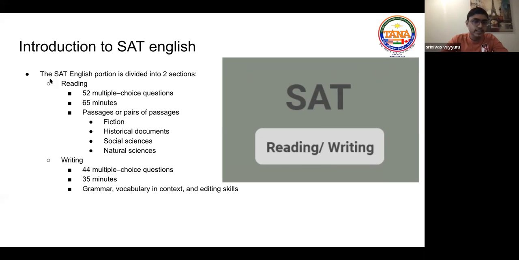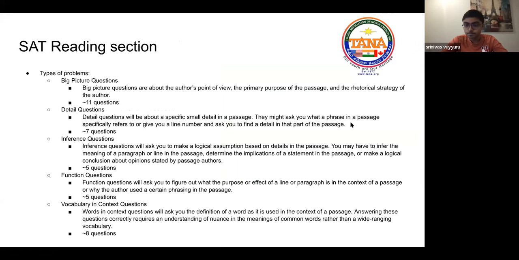All right. So the SAT English portion is divided into 2 sections, reading and writing. The reading section is 52 multiple choice questions with 65 minutes overall. And there are 4 different passages that you have to do: fiction, historical documents, social sciences, and natural sciences. Writing is 44 multiple choice questions, 35 minutes, and has 3 main types of questions: grammar, vocabulary in context, and editing skills, which are tested in this. So this is just some basic knowledge about the SAT English section. We'll go into the next slide.